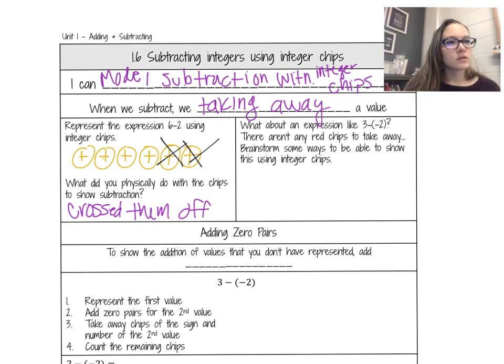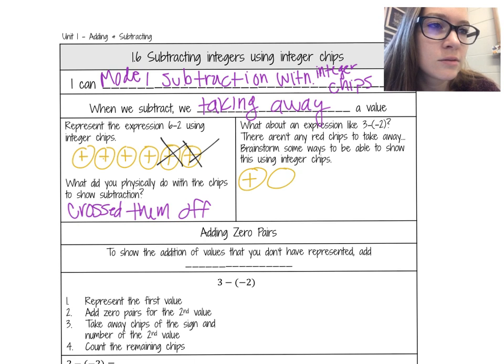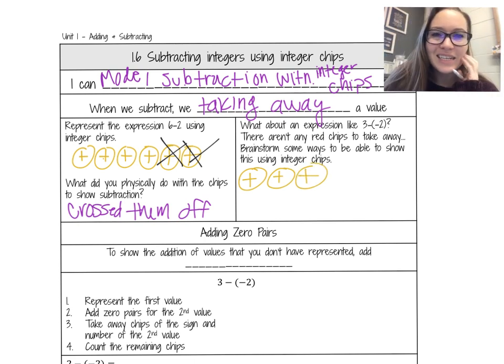Okay, so what about 3 minus negative 2? Well, let me show 3. Are there any negative integer chips I can cross off? No, I can't take any of the red chips away. So take a second and brainstorm, what might we be able to do to be able to take away those 2 negative chips? Pause the video, brainstorm real quick.